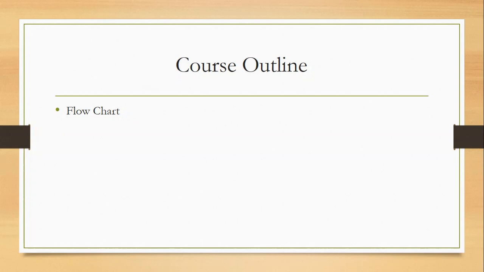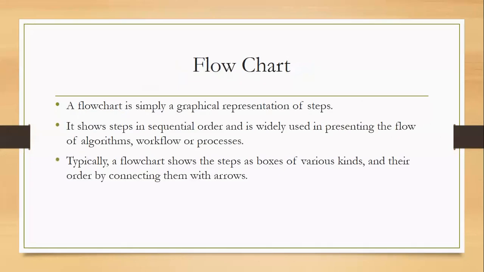So I already covered some of these tools, that are DFD and data dictionary. Now I'll cover another tool, that is flowchart. So what do you mean by a flowchart? It's basically a simple graphical representation of some steps. It shows steps in a sequential order, or we can say it is widely used to represent the flow of an algorithm, the workflow or the processes.